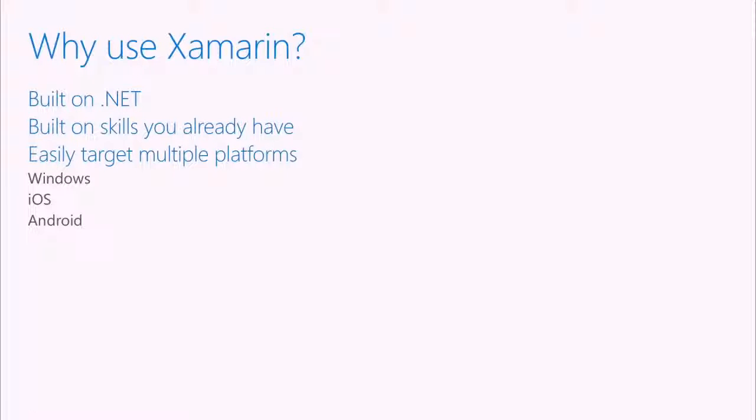So all of those skills that you already have, you can now apply to writing mobile applications by using Xamarin. And then from there, what you're going to do is have different facades for the different platforms, which leads us perfectly into the next question of why use Xamarin? Well, because again, it's built on .NET, it's built on the skills that you already have, and this is most important, it allows you to easily target multiple platforms. So you can target Windows Mobile, you can target iOS, and you can target Android, all from the same project.